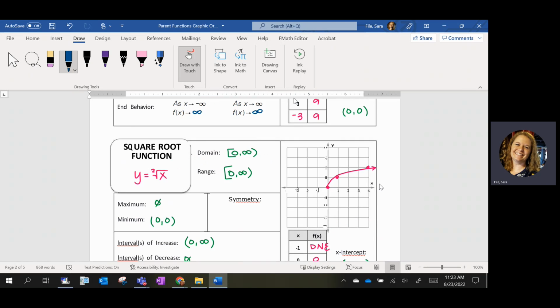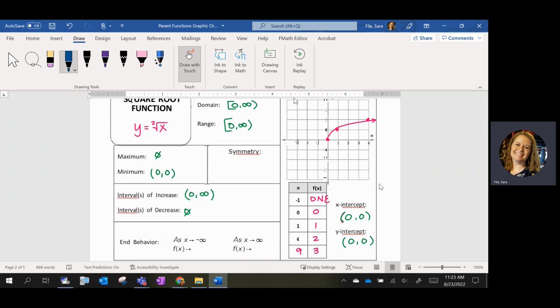All right, now square root, and I realized after this was all printed and we'd started, there's a typo here. This, as x approaches negative infinity, should not be there. X does not approach negative infinity in this graph. That is supposed to be a 0.